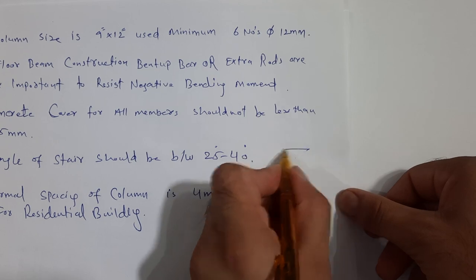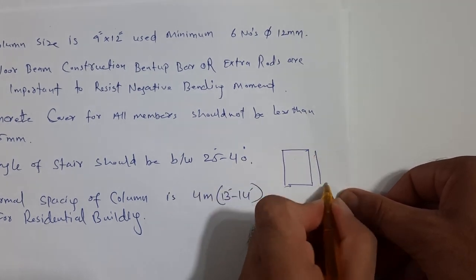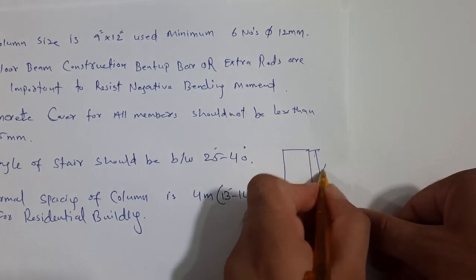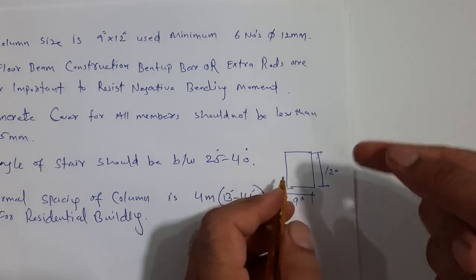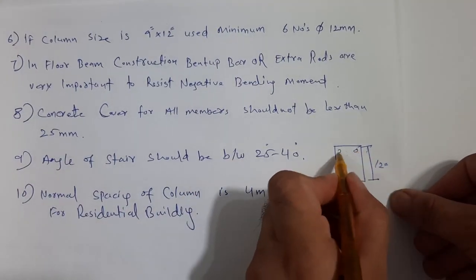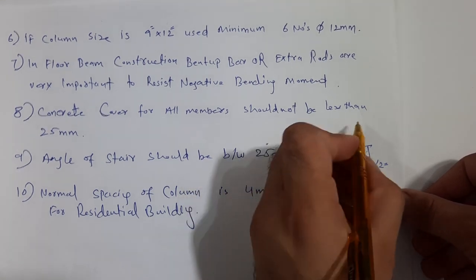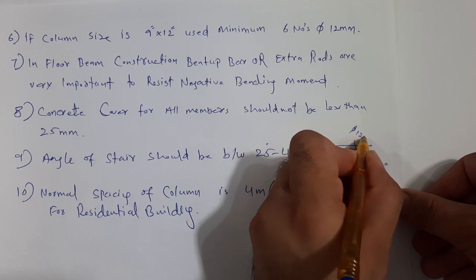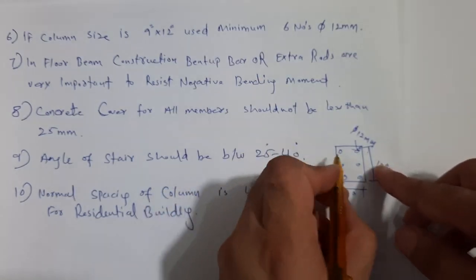So here guys you can see the column. So if the column size is 12 inches by 9 inches, don't use 4 numbers of steel rods. Okay, so in this size you can keep 6 numbers. Okay, the dia should be not less than 12 mm.